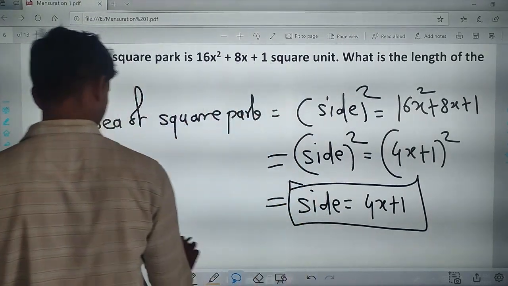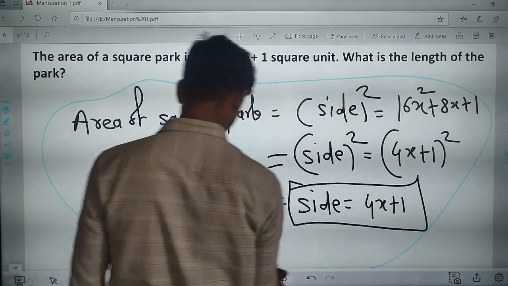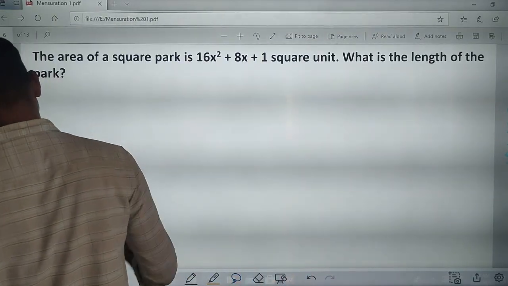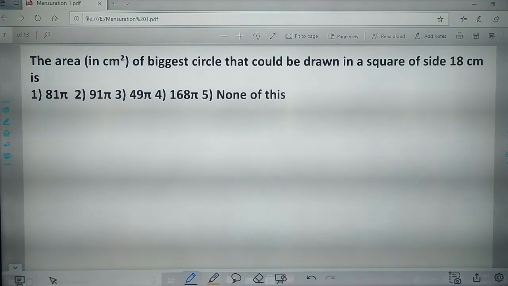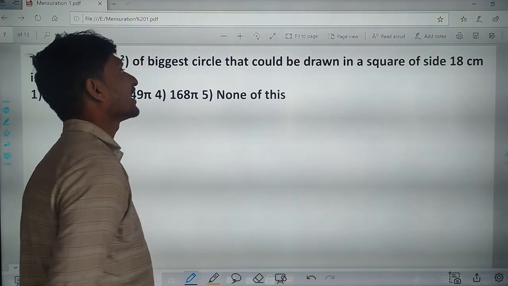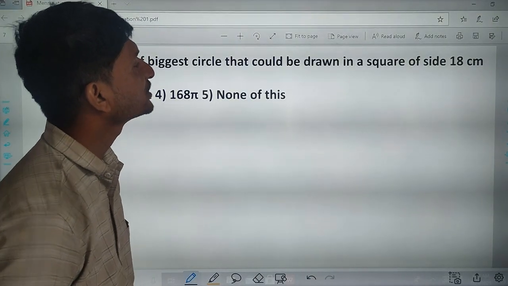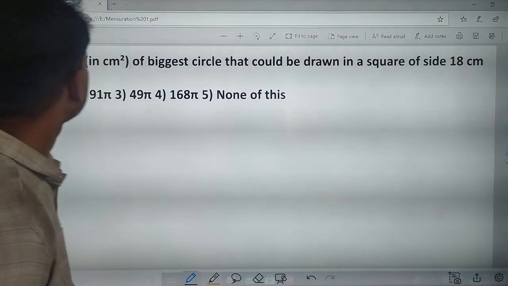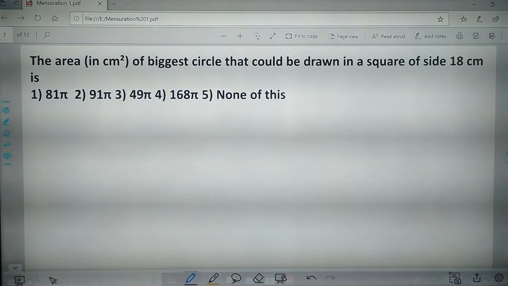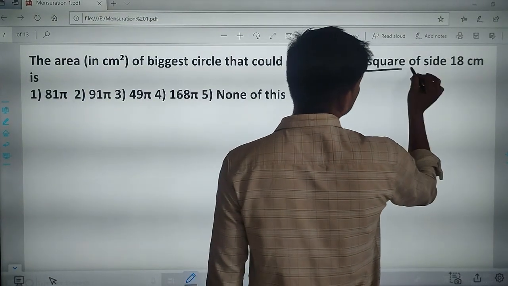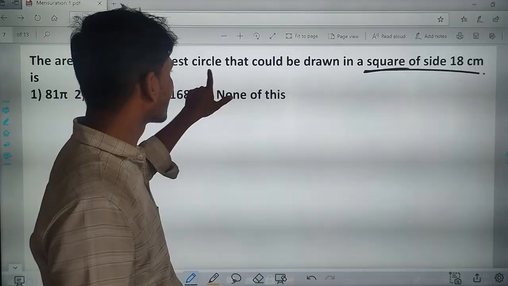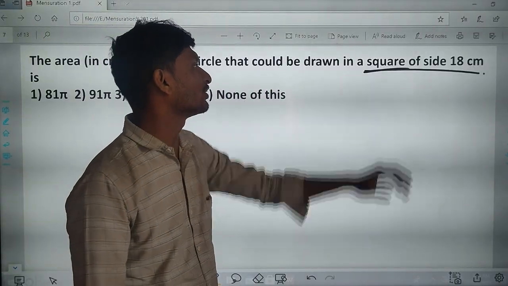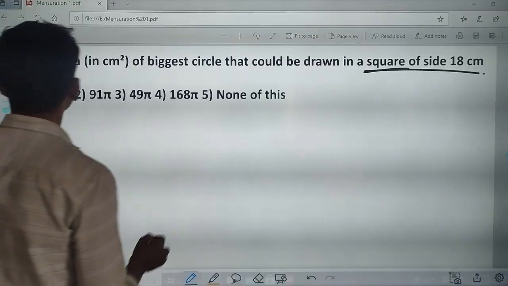Now next. The area in centimeter square of the biggest circle that can be drawn in a square of side 18 centimeter. The area of the biggest circle that can be drawn in a square of side 18 centimeter is?